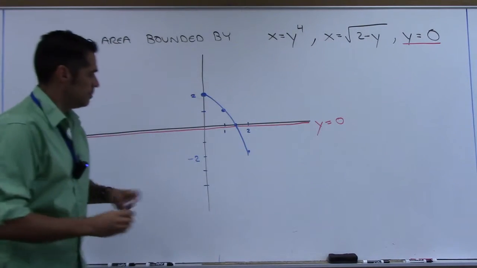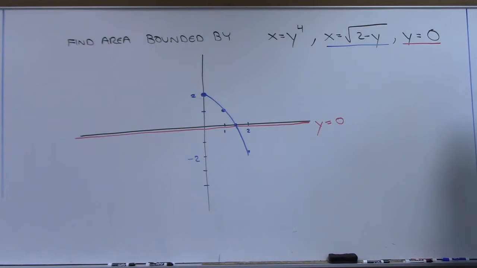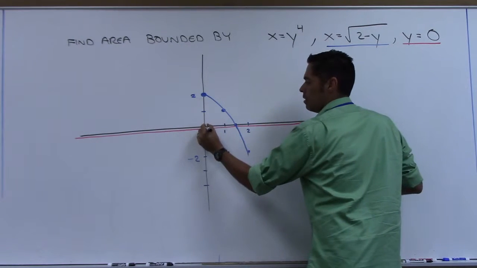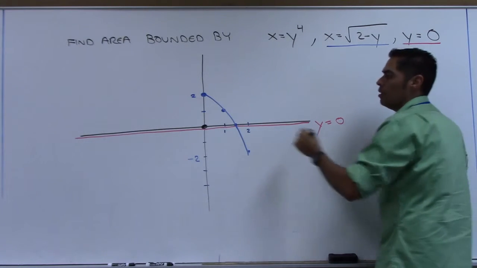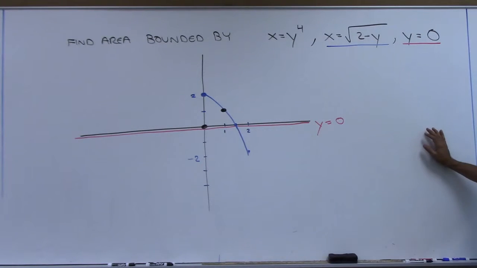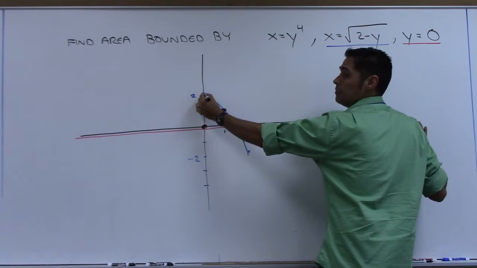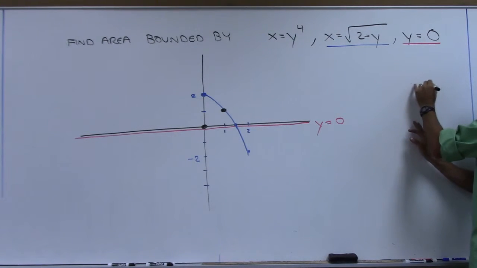All right, what about the next one? This is my blue one. Plug in 0 for y, what do you get? 0 for x. Plug in 1 for y, what do you get? 1 for x. Plug in 2 for y, what do you get? 16? Way out here, right? Somewhere way out here.